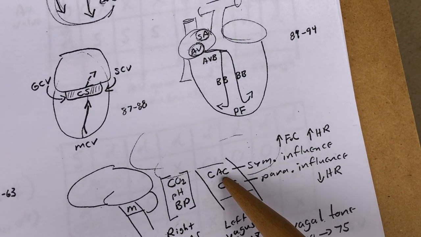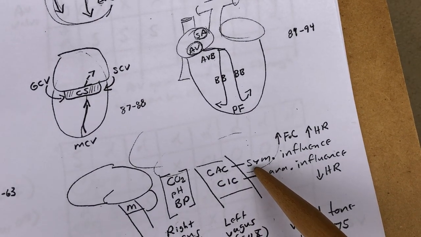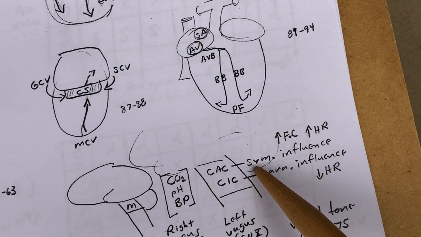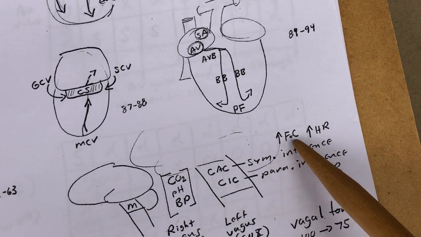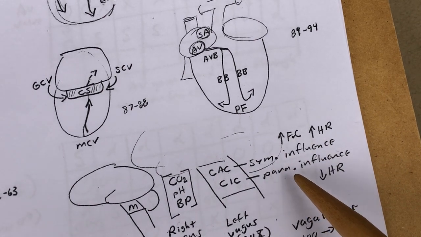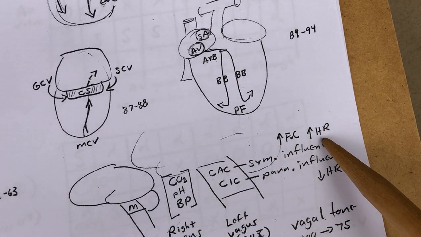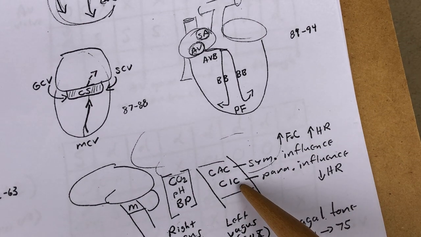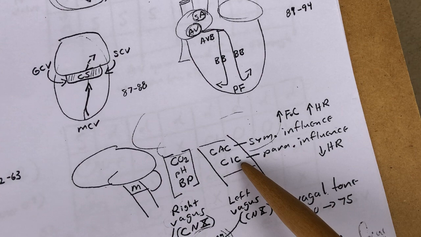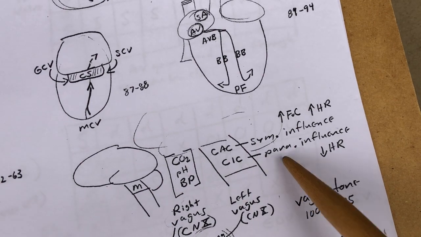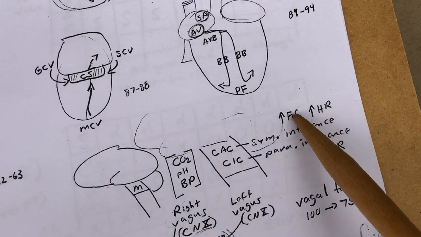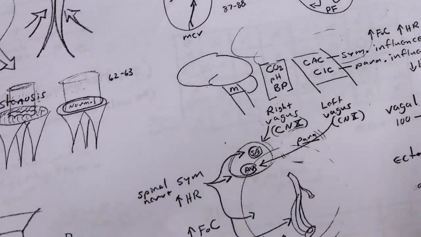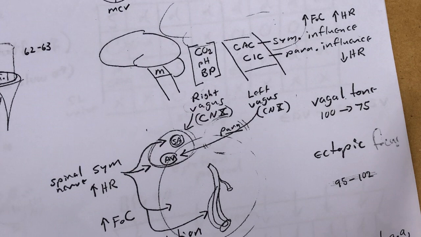Now, if the CAC is stimulated, it's sympathetic innervation, and it will send signals down towards the heart. Its main effect will be to increase the force of contraction, FOC, of the cardiac muscle, and it will speed up the heart rate. If the CIC is stimulated, its main influence will be parasympathetic, to decrease the heart rate. Now, looking down at the heart, how do you get the message down there?